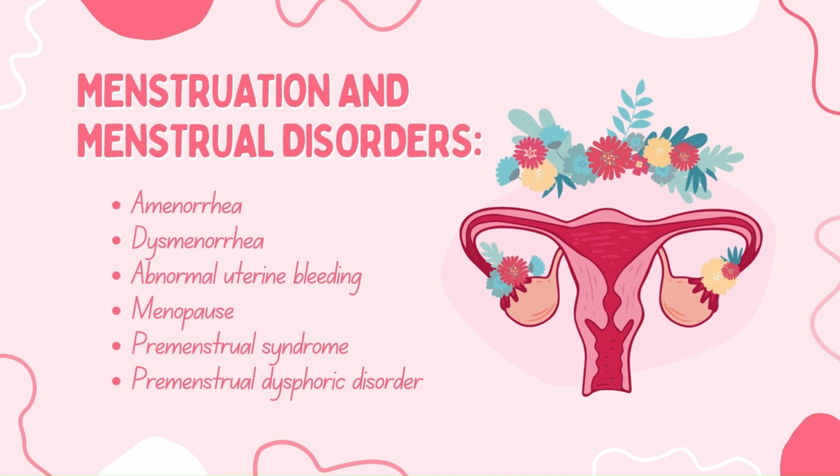So polymenorrhea is a menstrual cycle under 21 days. The normal average for a woman is 28. Menorrhagia is an increased amount of flow, so this would be over 80 milliliters per cycle, or prolonged bleeding, which is a period over 8 days. Metrorrhagia is bleeding between periods, and then menometrorrhagia is excessive and irregular bleeding.